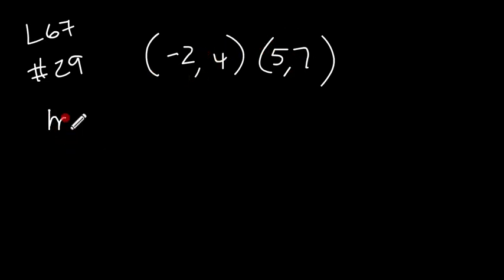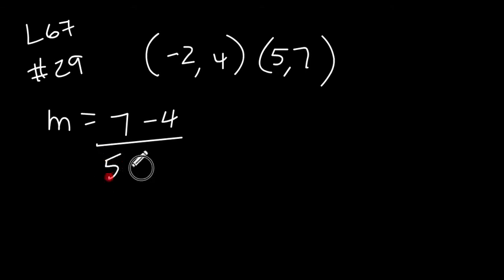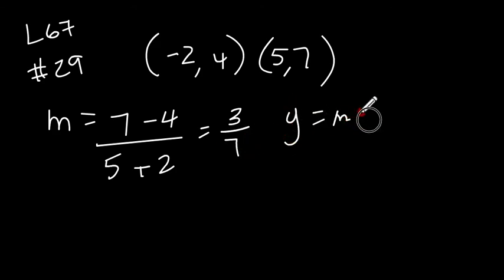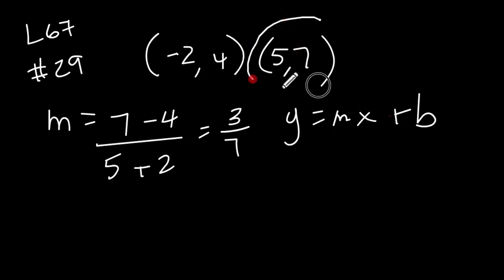So you find the slope, you subtract your y coordinates, so 7 minus 4. Then you subtract your x coordinates. 5 minus a minus 2. So it'd be 5 plus 2. So we're going to get 3 over 7. That's your slope. Now you need your b. So you go y equals mx plus b. It's our big friend. We pick a point. I tend to pick the positive ones.